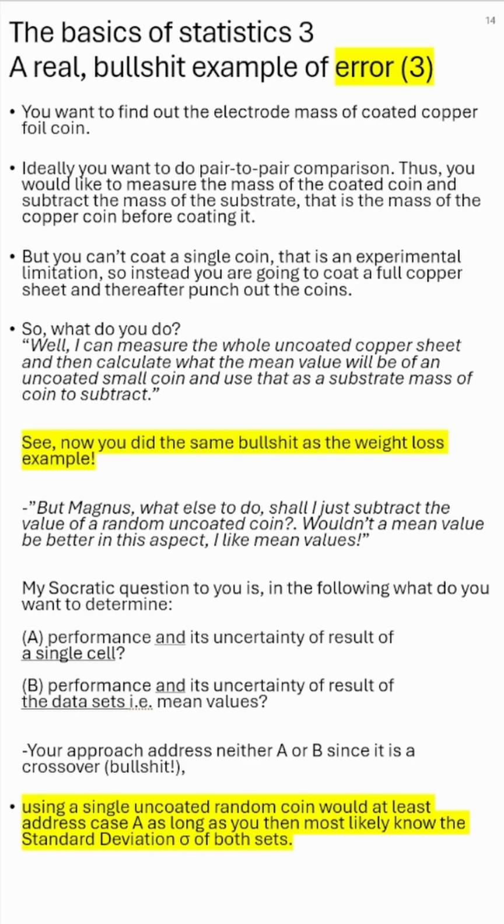But here's the catch. You can't coat a single coin. The coin is just a 16 millimeter disc that is punched out from the copper foil. So you cannot really coat that small coin in an accurate way.